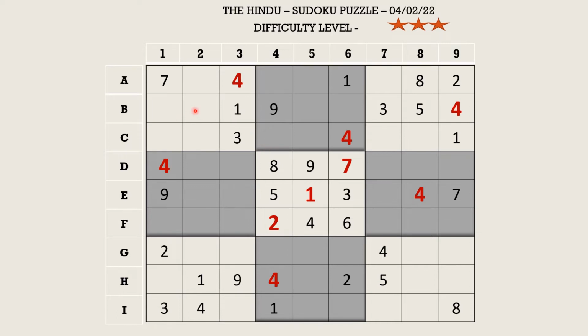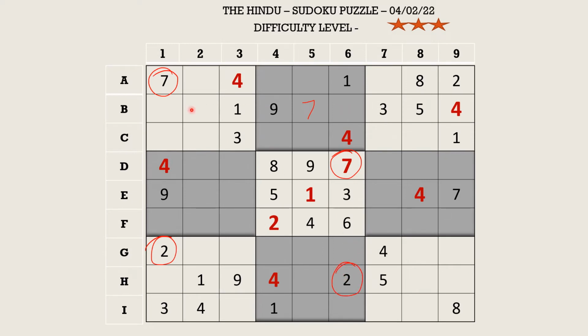Let's try to fill row B. There is a 7 in A row which blocks these 2 cells, B1 and B2. There is a 7 in column 6 which blocks B6. So B5 takes 7. There is a 2 in column 1 which blocks B1. There is a 2 in column 6 that blocks B6.